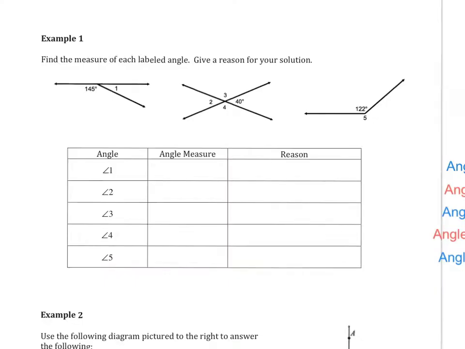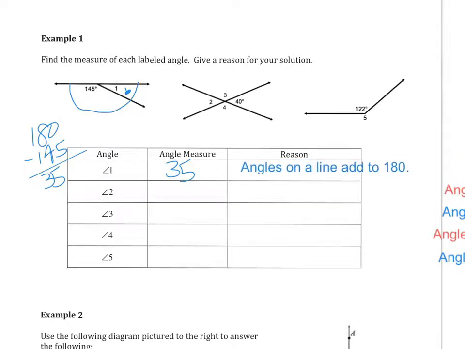Okay, moving on. In this case it says find the measure of each labeled angle. So in this first one, if I'm looking for angle 1, I should know that these two add up to 180. So I'm going to do 180 minus 145, and I'm going to get 35 in this case. And the reason for that would be that angles on a line add up to 180 degrees. Kind of makes sense if you think about it.